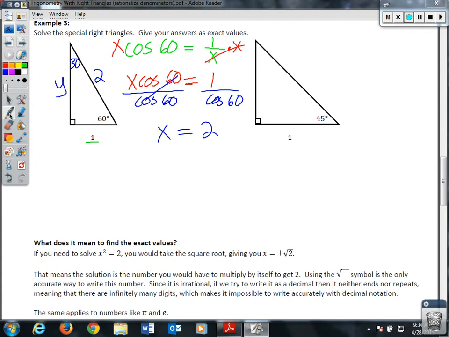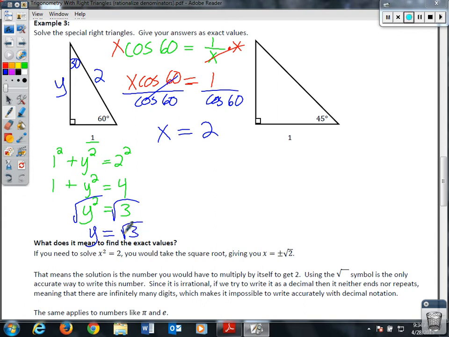Now we have 2 of the 3 sides of the right triangle, so we could use sine, cosine, or tangent to find y, but let's use the Pythagorean theorem. So we can do 1 squared plus y squared is equal to 2 squared, and then solve for y. 1 squared is 1, y squared is y squared, and 2 squared is 4. Subtract 1 from both sides, and we get y squared equals 3. Take the square root, and we get y is equal to the square root of 3. And we'll just leave it with the absolute value, so we'll ignore the negative. And that's because we're talking about distances here.